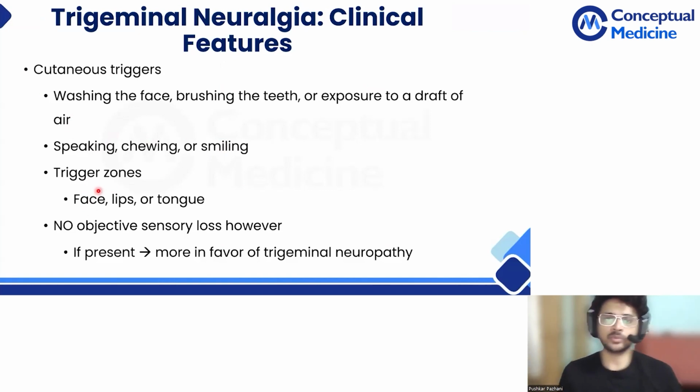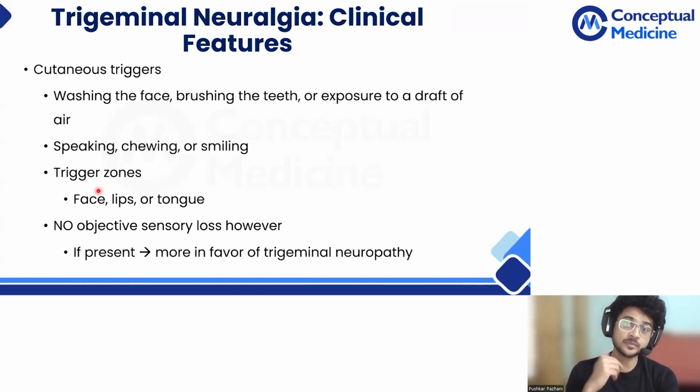So what does this mean? What does no objective sensory loss mean? When you have a trigeminal neuropathy, the patient will have an objective sensory loss. That means when you examine the facial sensations, the patient will say that there are decreased sensations on that particular side. But if you examine a patient with trigeminal neuralgia, they will have no facial sensory loss. Even though they might have cutaneous triggers and severe pain, they will not have negative sensory symptoms, that is numbness. So if a patient with trigeminal neuralgia has numbness or any negative sensory symptoms, you have to look for a trigeminal neuropathy.